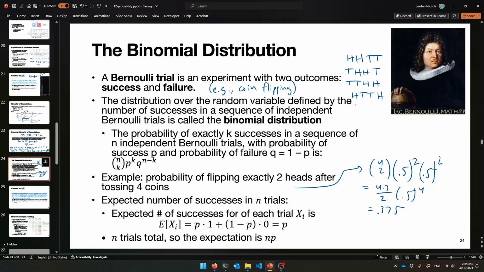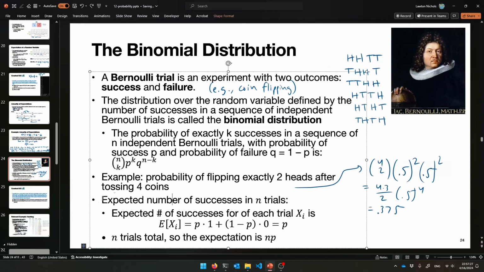You could have done head, tail, head, tail. That could have been the order of your coin flips. Or finally, it could have been tail, heads, tail, heads. And if you think about it, these are the only 6 options for getting 2 heads when you're flipping coins, right? So that's where the 4 choose 2 comes from. And then the rest makes sense, right? This is the probability of getting those 2 heads, and then this is the probability of getting 2 tails as well. And they all multiply together. So that's how you use the binomial distribution to solve some interesting problems.